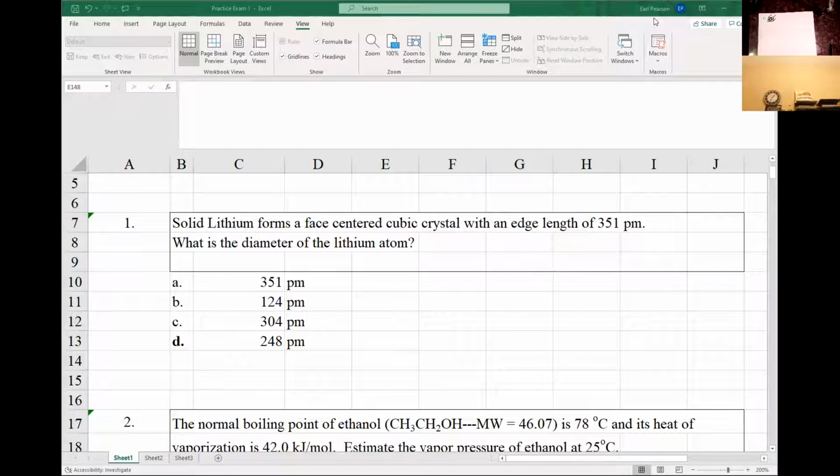So it's asking, what is the diameter of the lithium atom that forms in this face-centered cubic? So let's pause the share and go back to this one.